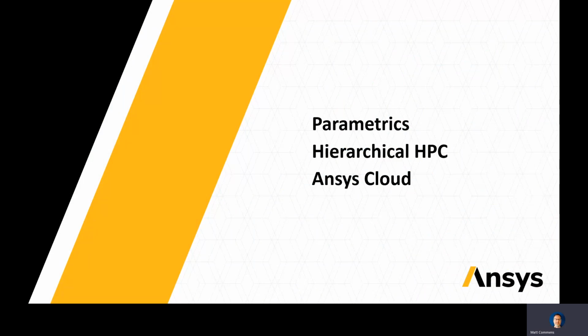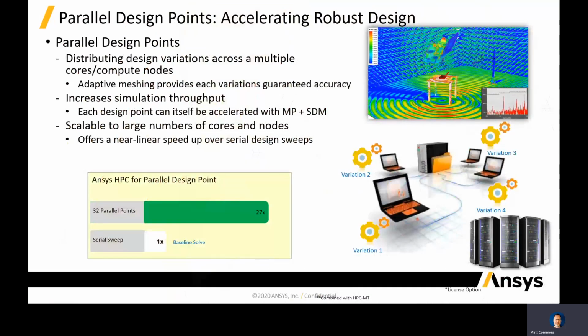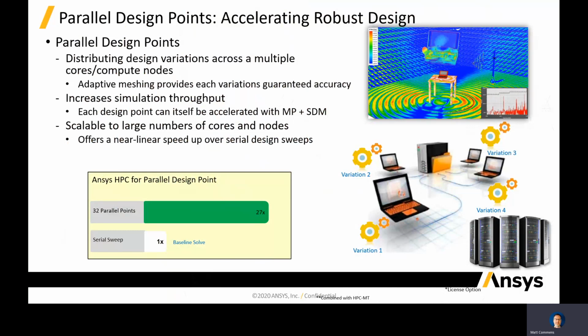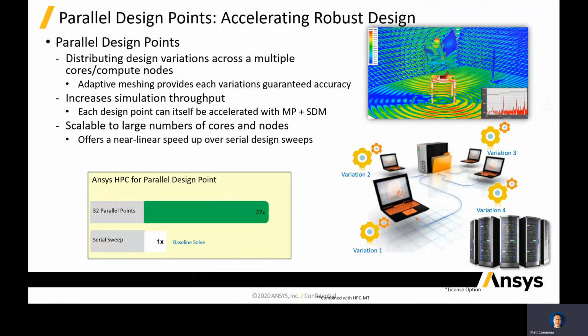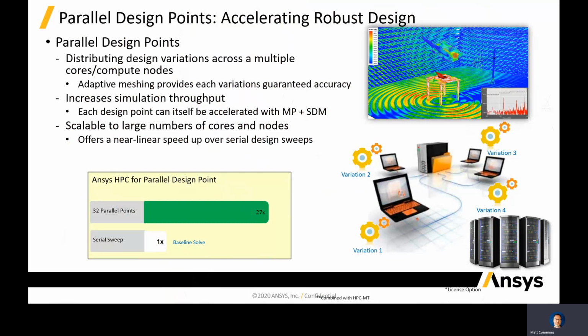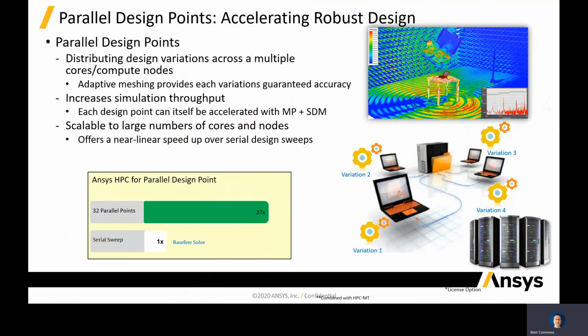Now, in other areas of HPC technology, we can talk about parametrics, hierarchy, and then the Ansys cloud. Parametrics is the ability to solve design points in parallel, like this example here where we're doing an EMI study of this laptop. One of these rotation angles is an independent design point. There's no reason to solve them in series. They can be solved in parallel. So parallel design points is a way to distribute these design variations across multiple cores and compute nodes.